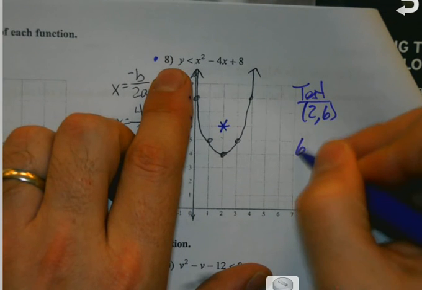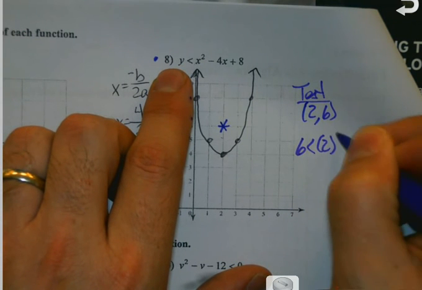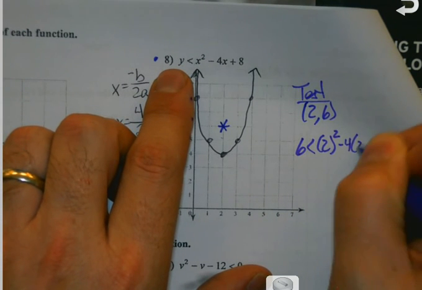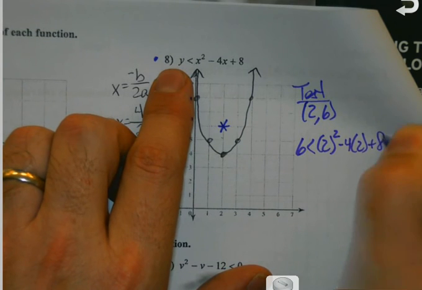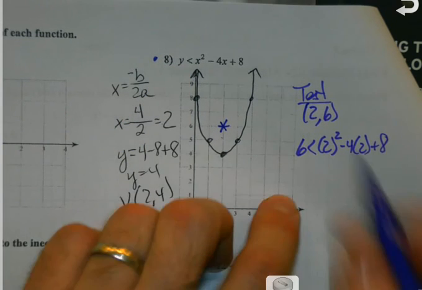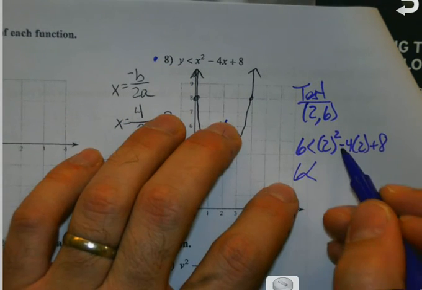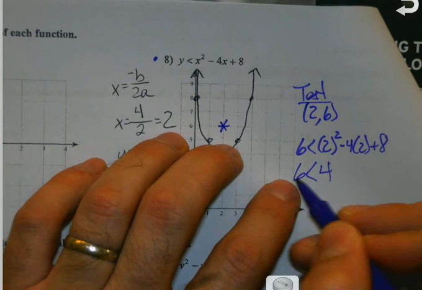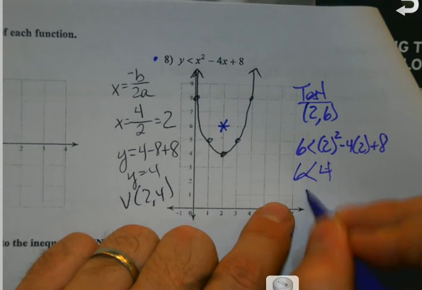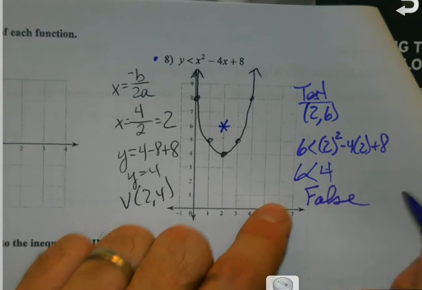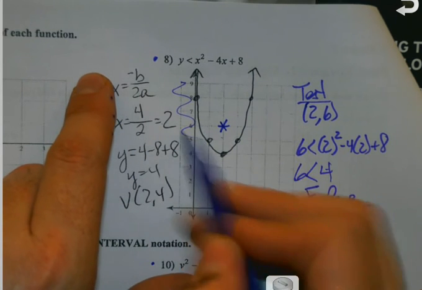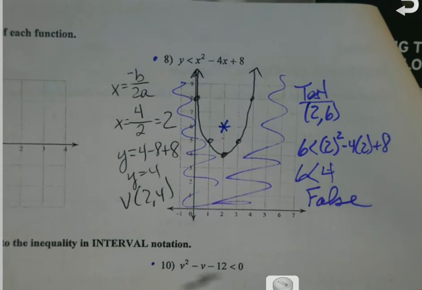So let's see here. Always use parentheses when substituting where you're going to multiply by something. So let's see. 4 minus 8 plus 8 is 4. Is 6 less than 4? Not the last time I checked. So false means outside the parabola. True would be inside the parabola.